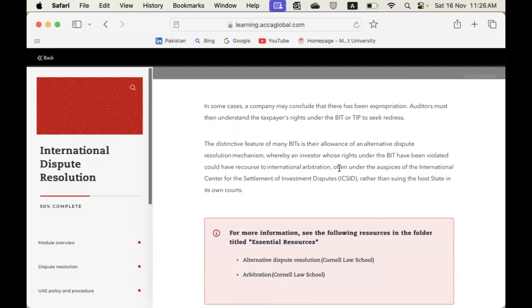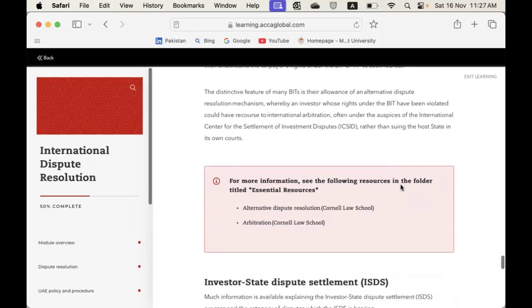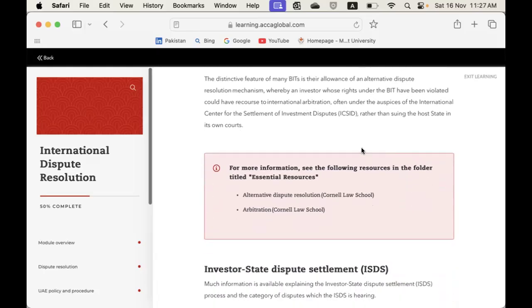Here in UAE, Dubai International Arbitration Center is famous for this. As a matter of fact, it serves sometimes at a regional level for resolving disputes, often under the auspices of the International Center for the Settlement of Investment Disputes. So, this is the international body, International Center for the Settlement of Investment Disputes, rather than suing the host state in its own courts. So it is kind of an international court, basically.